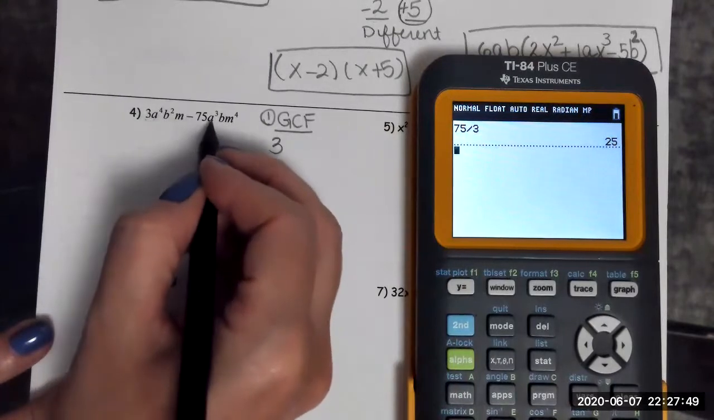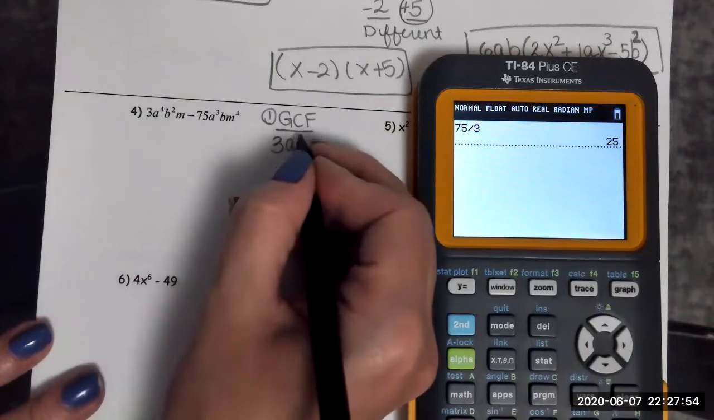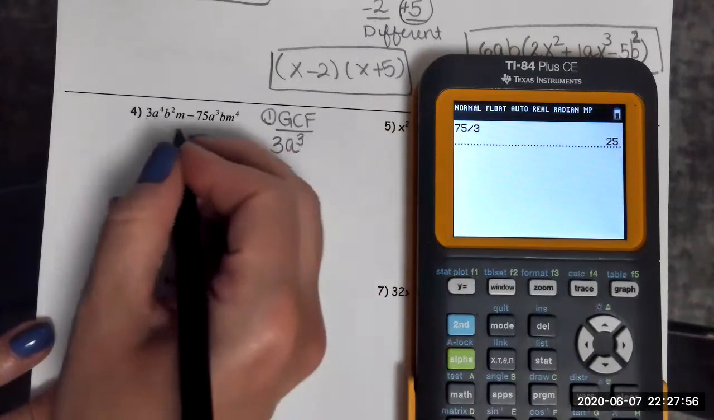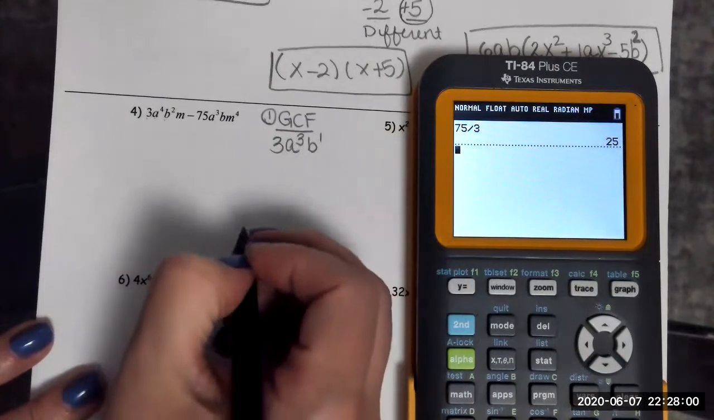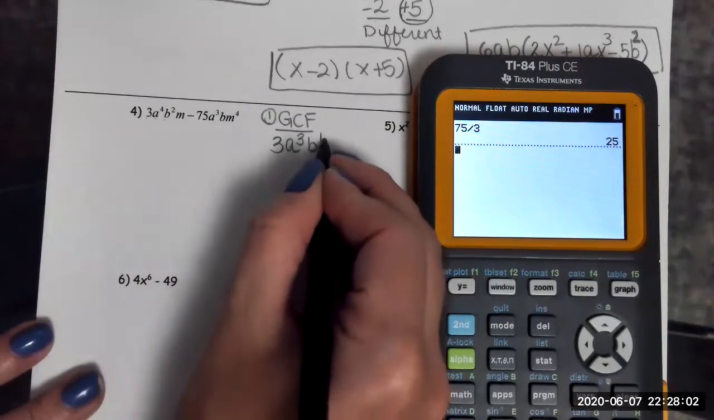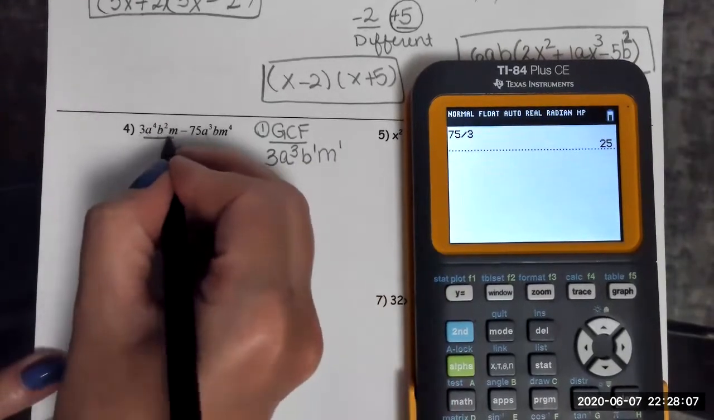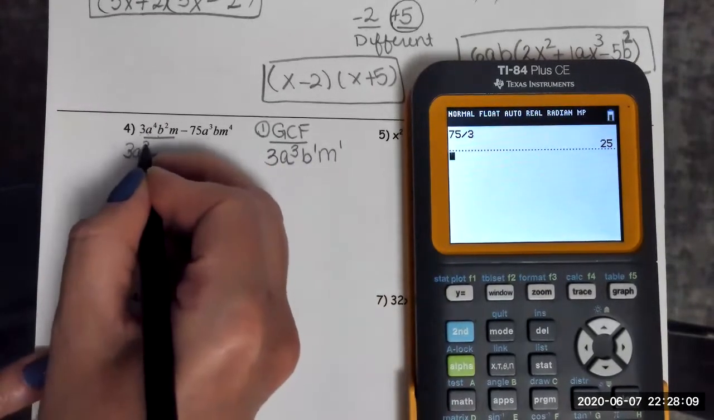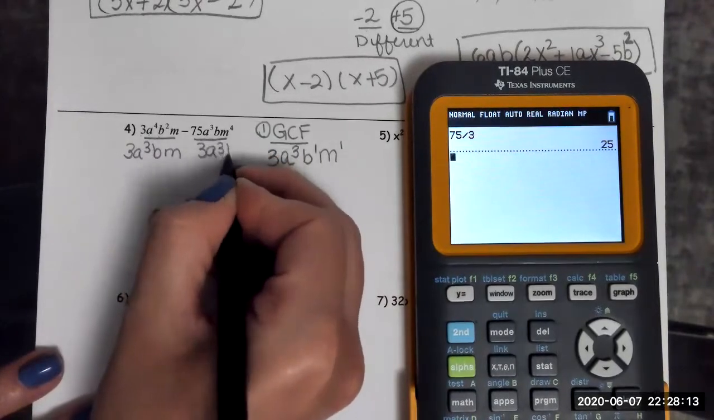This is a to the 4th and a cubed. So we're going to say a to the smaller of the two exponents, a cubed. B squared and b, smaller of the two exponents, b to the 1st. And m to the 4th, smaller of the two exponents, which is going to be m to the 1st. So let's go dividing all of those out, and we'll see what we get.